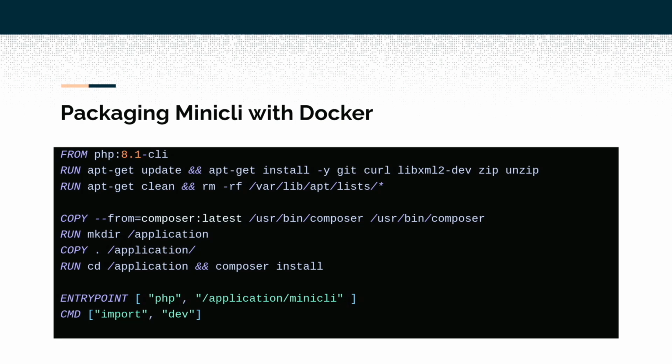Then we run the updates and clean, install curl. We're going to need curl for making the requests. Then we're going to install Composer by copying the latest Composer from the Composer official Docker image. Then we're going to copy the application inside the container. This is one way to do it.